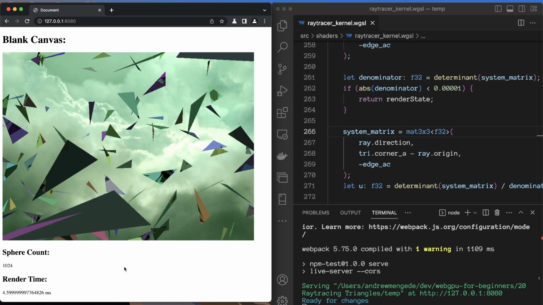So what we'll be doing in the next video is, well, previous to this, we loaded a model. We know that models are made of triangles. Now we're ray tracing triangles. So the next stage is we will load a model and ray trace it. I hope to see you there for that one. That'll be a lot of fun.